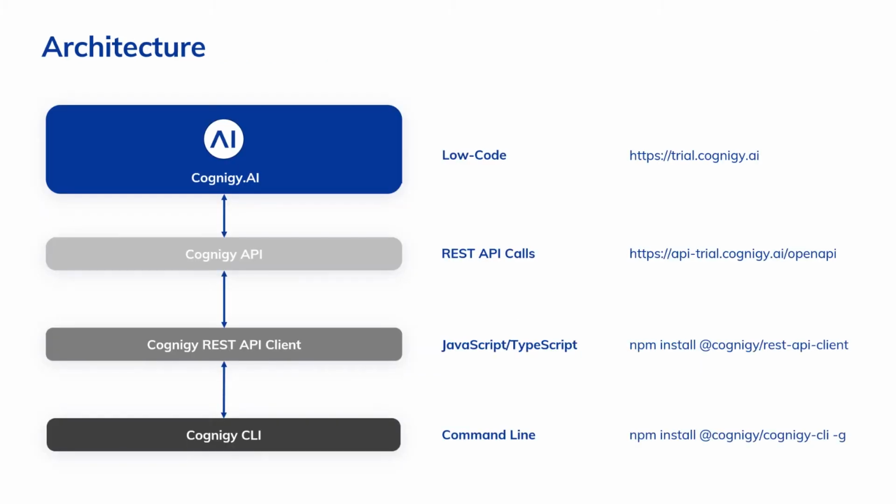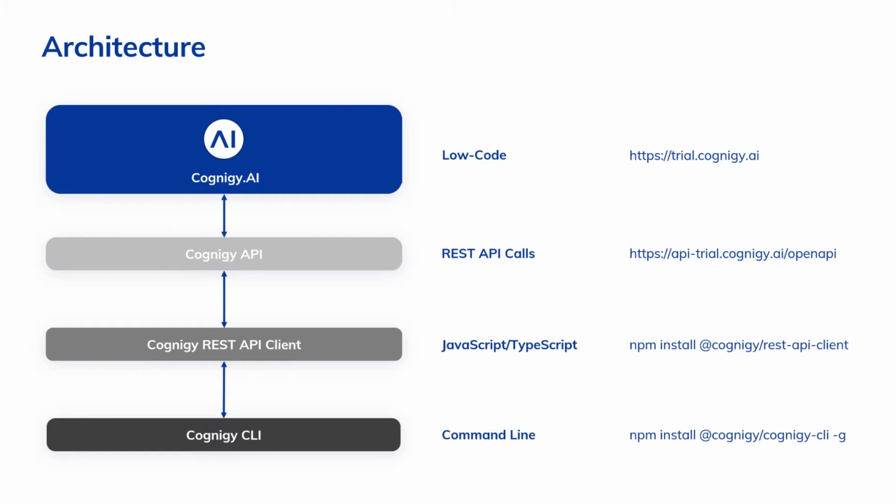Now, let's look at the architecture of how everything fits together. On top, we have Cognigy AI, which is our low-code conversational AI editor. And you can access that at, for example, trial.cognigy.ai. This is where you can interface with flows and lexicons using our graphical user interface. You can also interact with all resources in Cognigy AI through the Cognigy API. So you can make REST API calls, which are documented in our OpenAPI documentation.